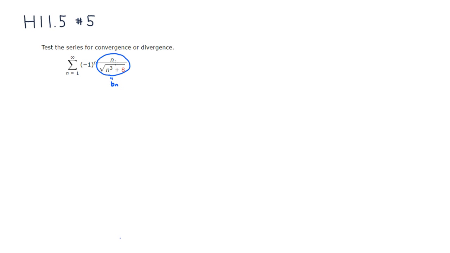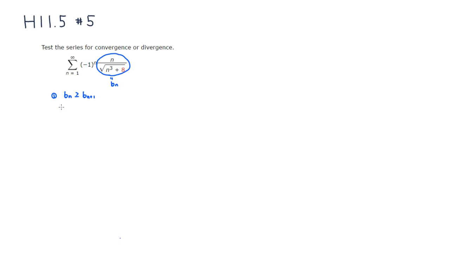Alright, to apply the alternating series test, we have to check two things. First one is Bn is actually decreasing. So let's check that. The easiest way to show that would be to look at it as a function and look at its derivative to see if it's negative.